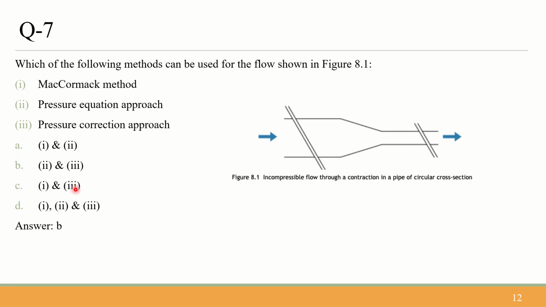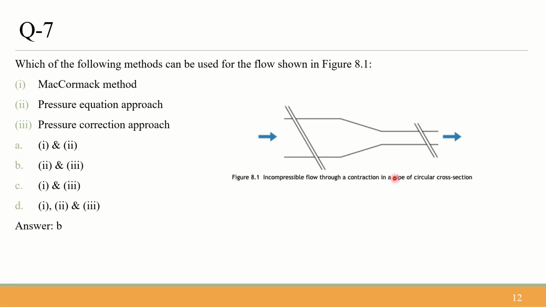And option C, it is 1 and 3. Again, 1 is present, which is false because it is a McCormack method. McCormack method is an explicit scheme used in getting solutions for the compressible fluid flow problems. And last is option D, 1, 2 and 3. 1 is again included, which is false because McCormack method is not used for incompressible flow.